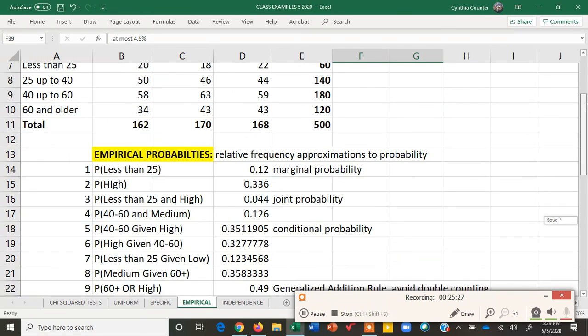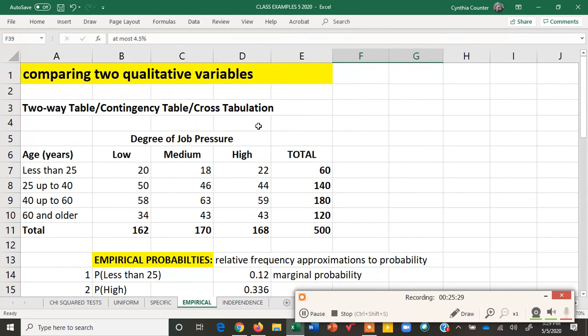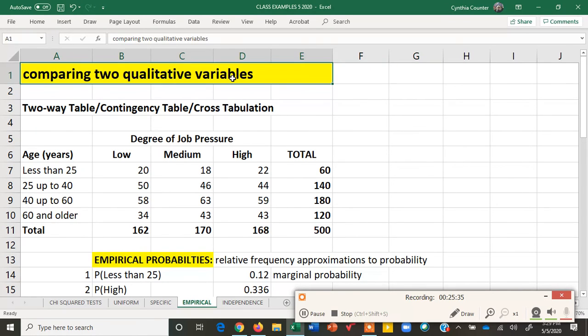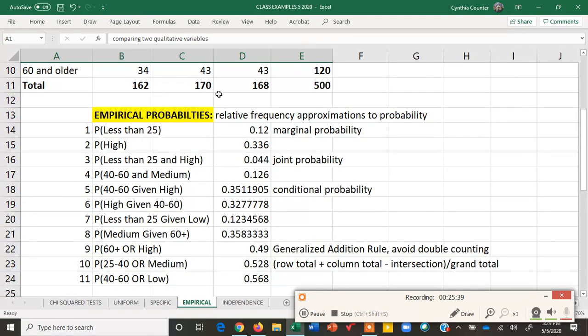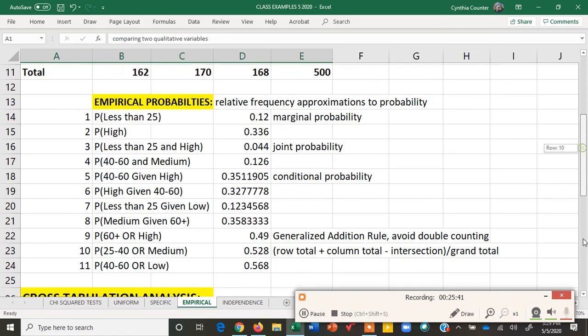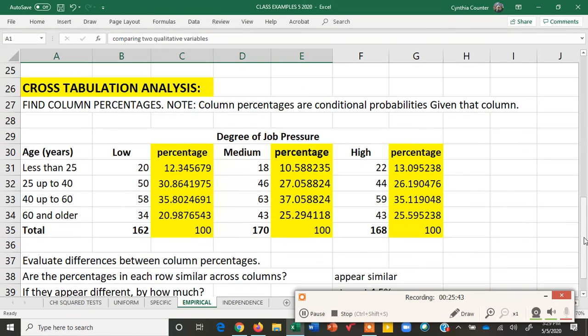So that concludes my discussion of cross-tabulation, working with contingency tables, also called two-way tables, in which we compare two qualitative variables, and we looked at empirical probabilities, column percentages, and seeing whether they appeared similar or not.